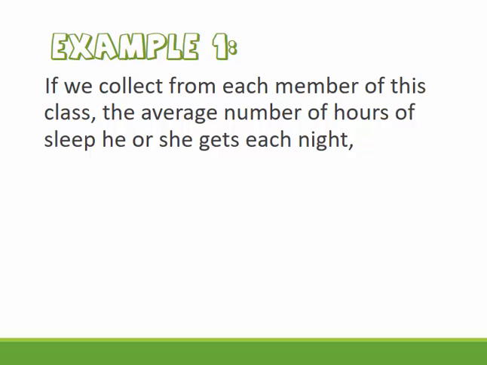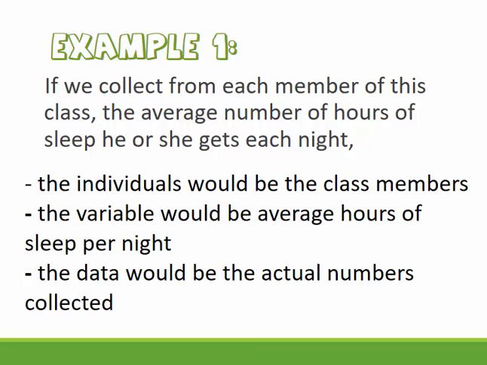So example 1, if we collect from each member of this class the average number of hours that he or she sleeps each night. So if we were actually in the classroom doing this, I might ask each of you to write down what's on average, if you just had to guess, what's the average number of hours you sleep per night. You would give me numbers like 2, 10, 8, 6. And so the individuals would actually be you all, the members of the class. And the variable would be the average number of hours of sleep per night. The data would be the actual numbers, the 2, the 10, the 6, 8. That would be the data.